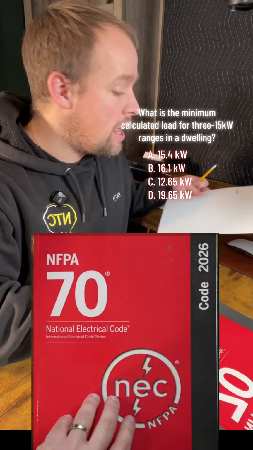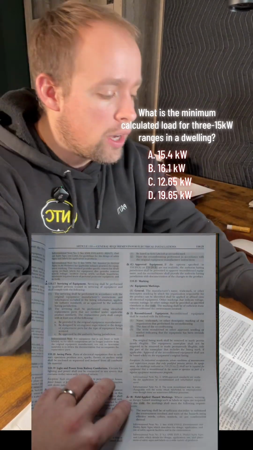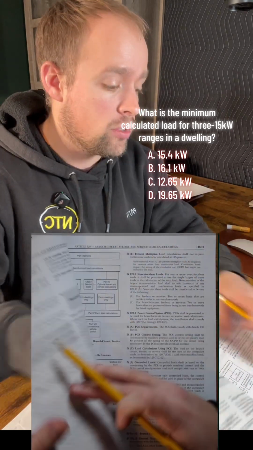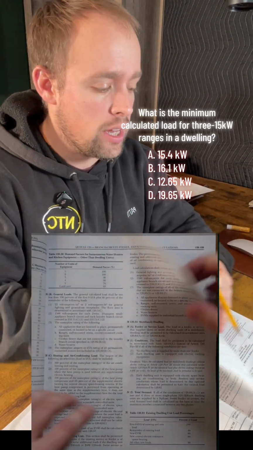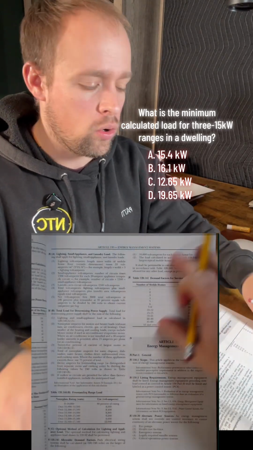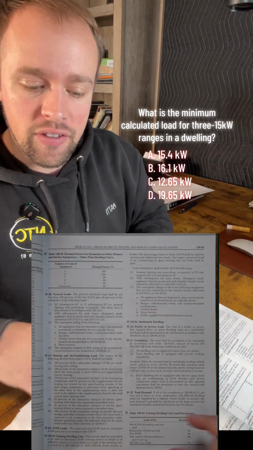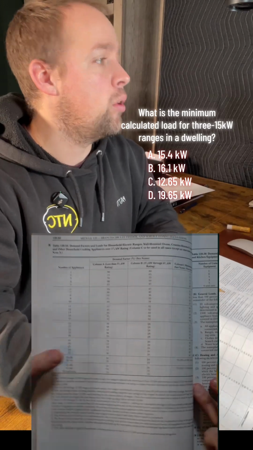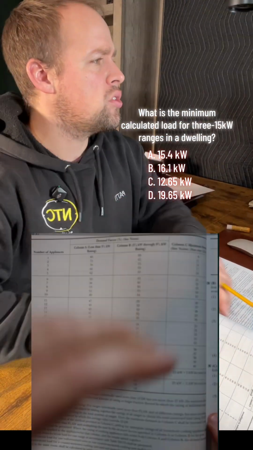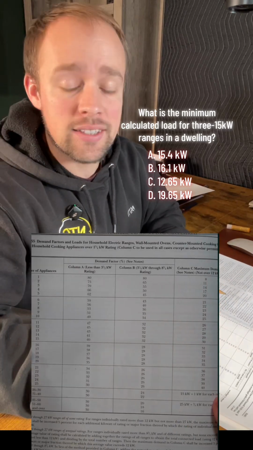In the 2026, they moved that from article 220 to article 120, so it's the same information, just a different code article. So again, I'm going to article 120.55. Okay, so this is what the table should look like. Let me zoom in for you so that you can see what I'm seeing. Again, it's the same information here.